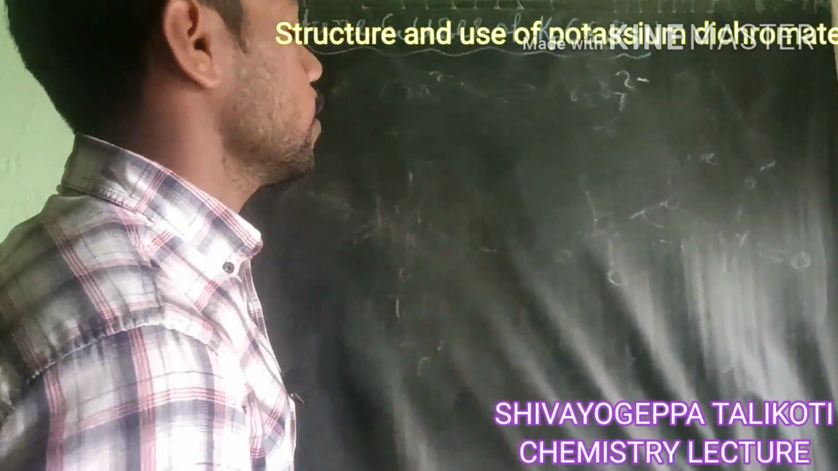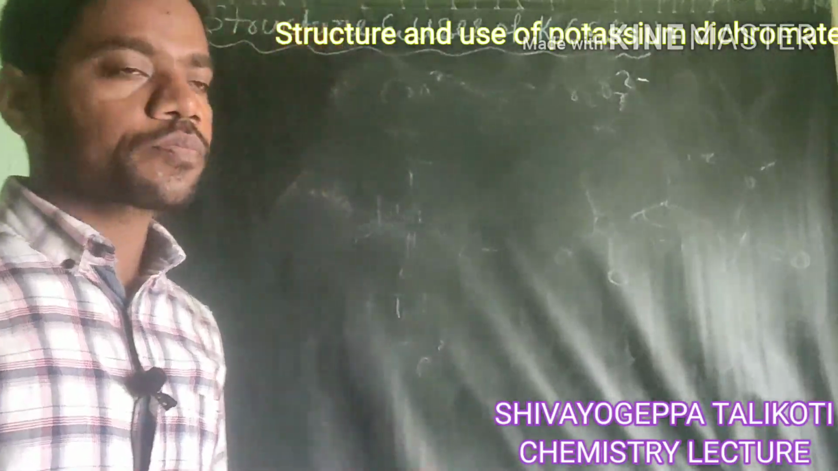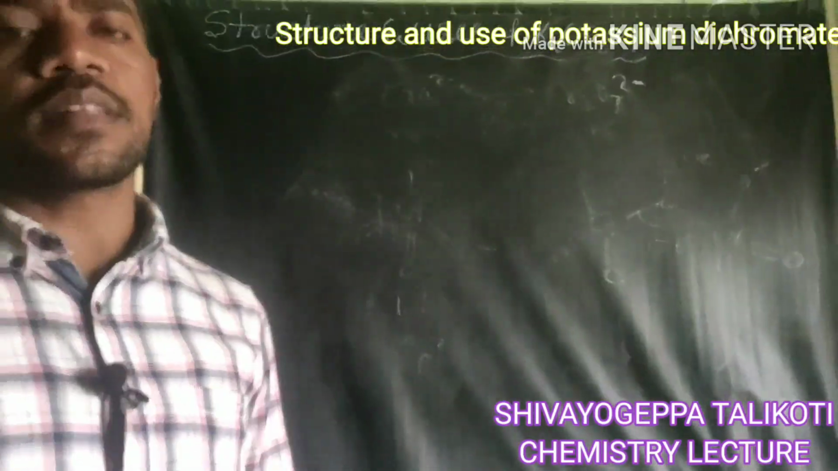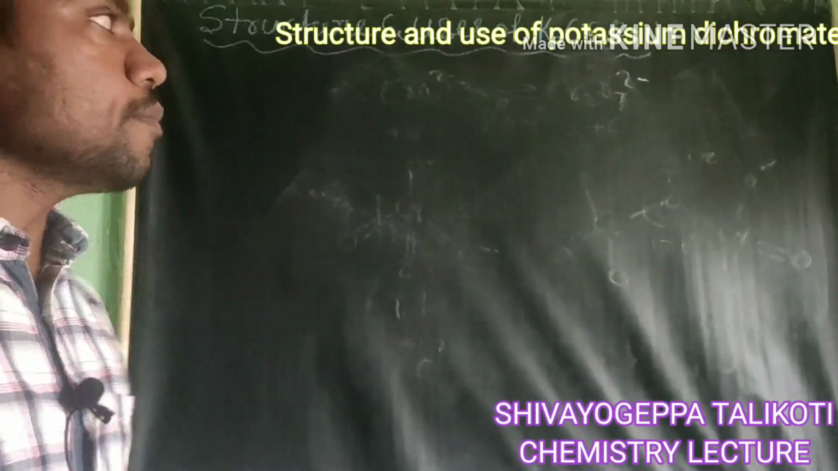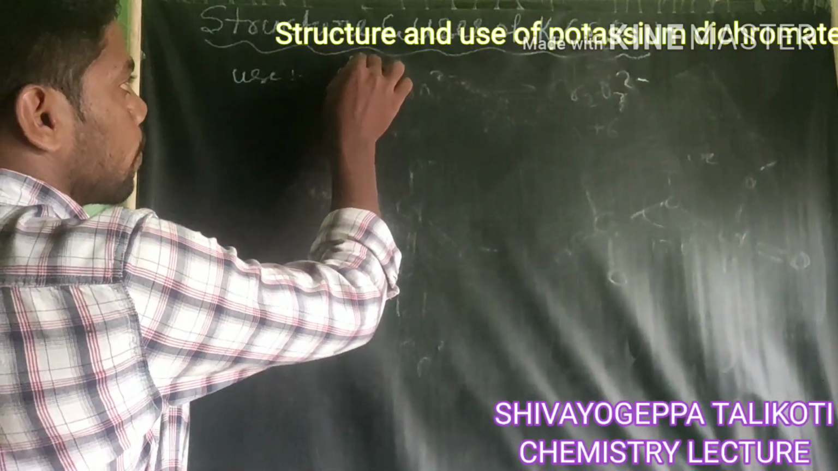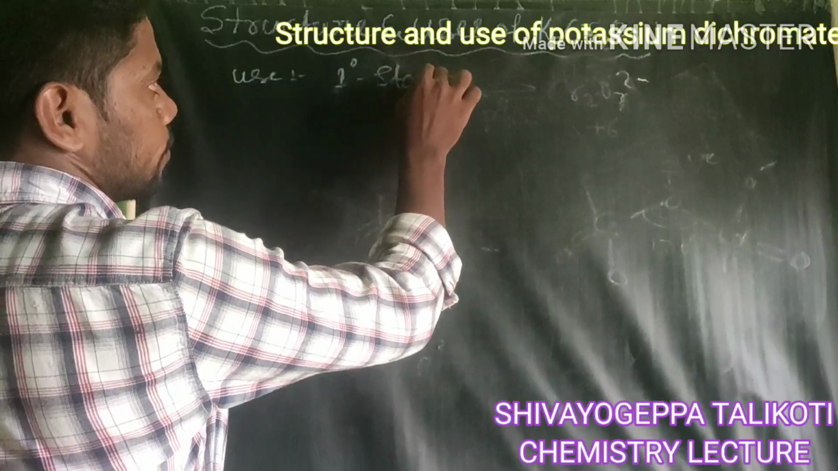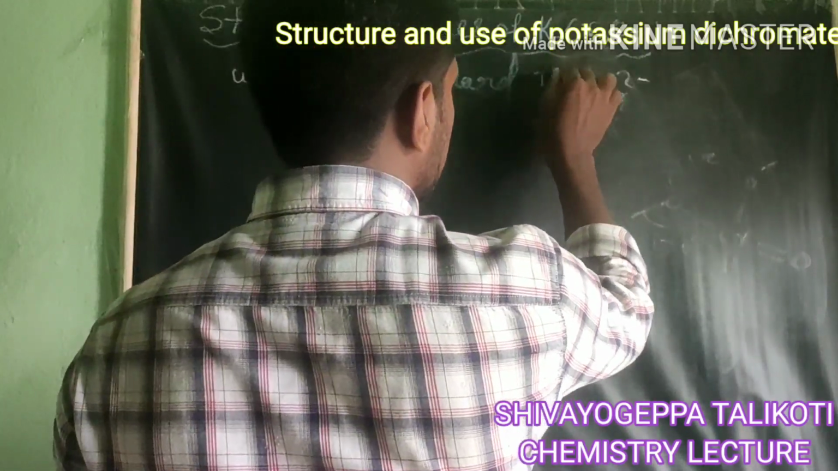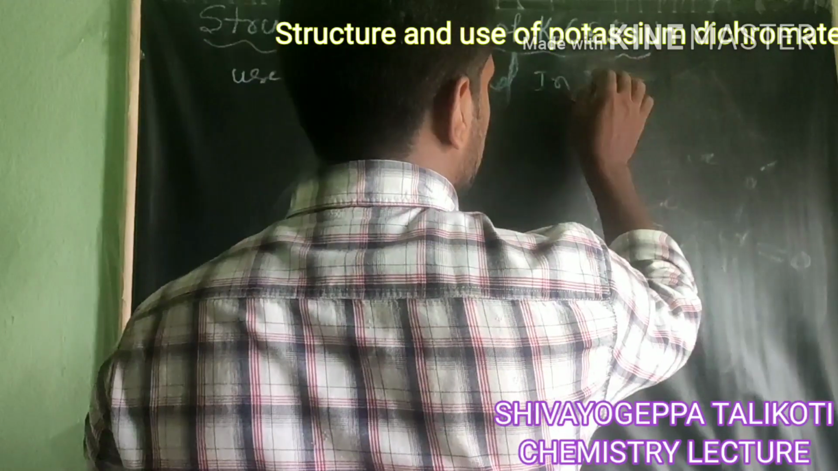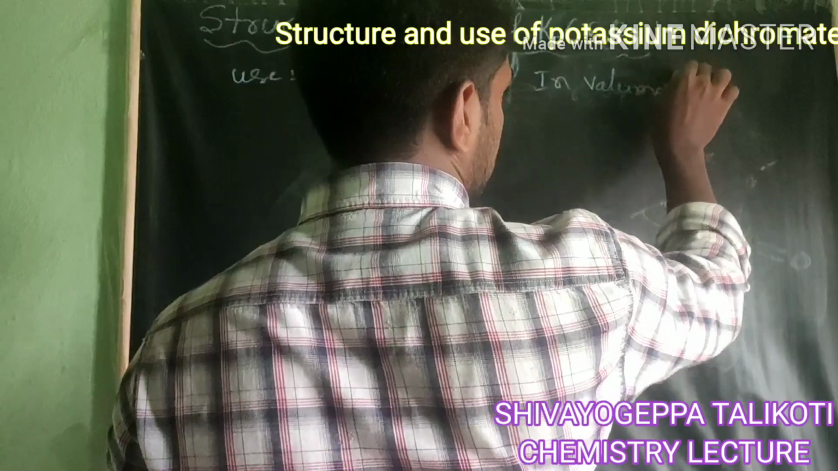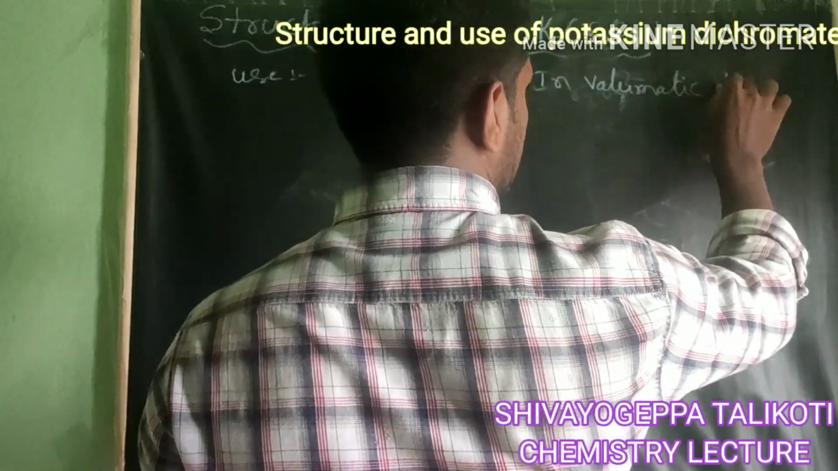Next, let us go for the uses of potassium dichromate. Potassium dichromate is a very important example. The first use is as a primary standard in volumetric titration.